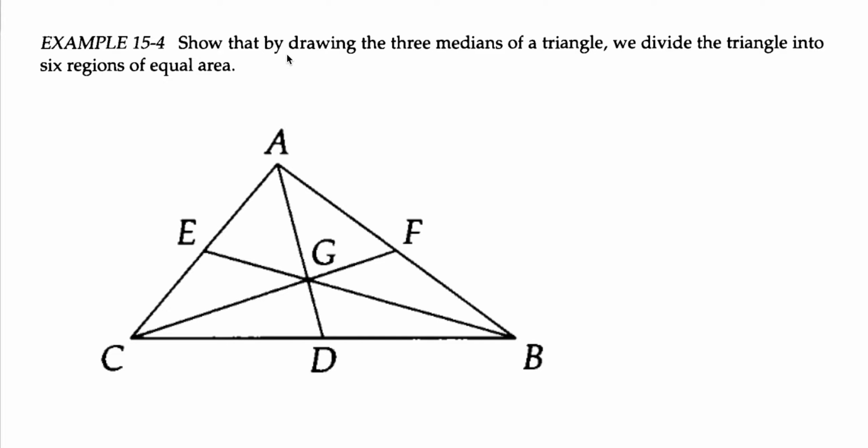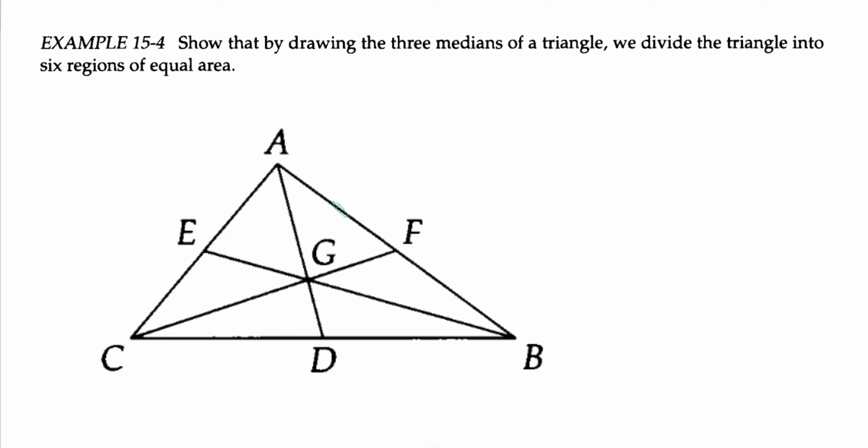So the question is, show by drawing the three medians of a triangle. We divide the triangle into 6 regions of equal area. 1, 2, 3, 4, 5, 6, of course. If you didn't know, a median is the line that joins one vertex to the midpoint of the opposite side. So these two lengths are equal.